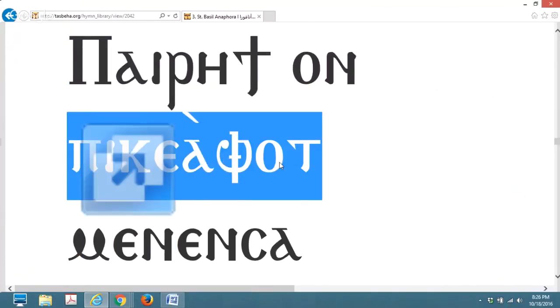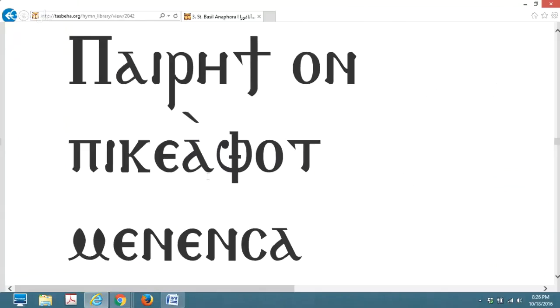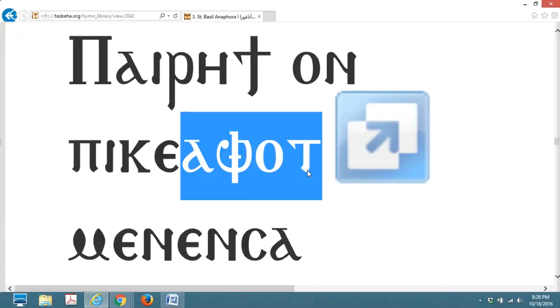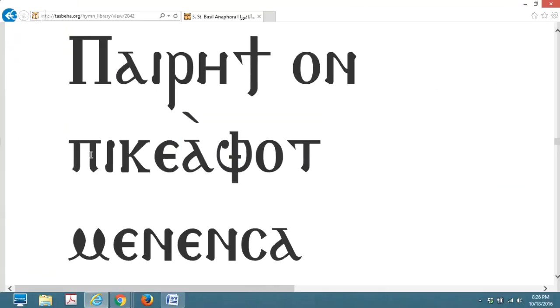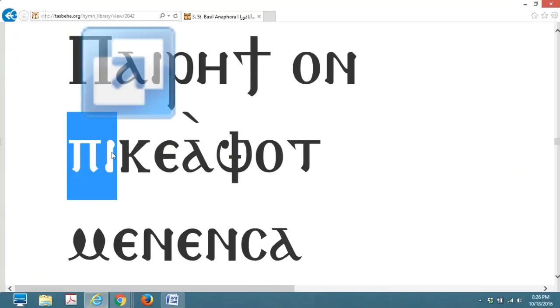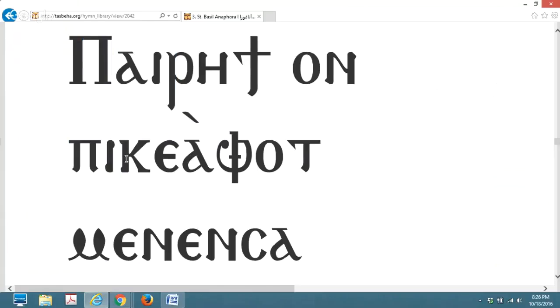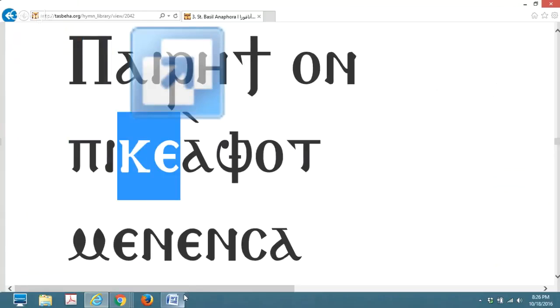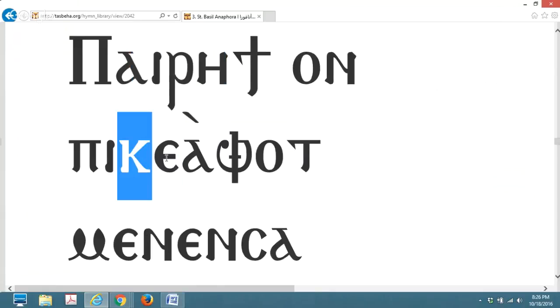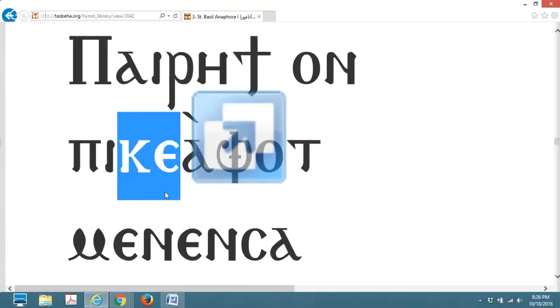P, K, afot. So afot is just a noun, means like a cup or chalice. P is the definite article. So what does ke mean? Ke has different types of meanings. In most books, you'll see it translated as other. But something you won't see in textbooks is it also means also.